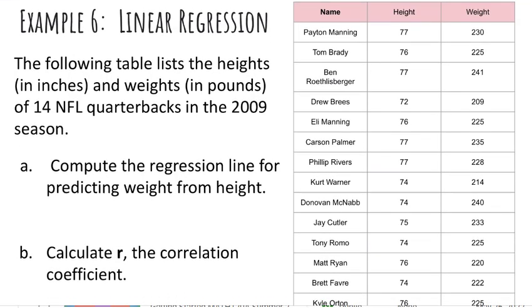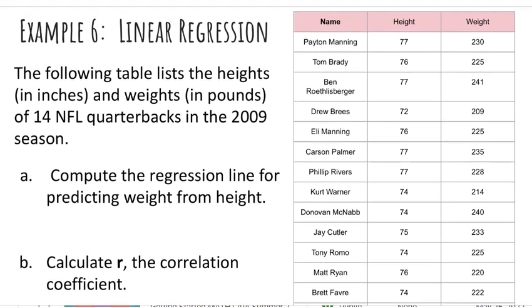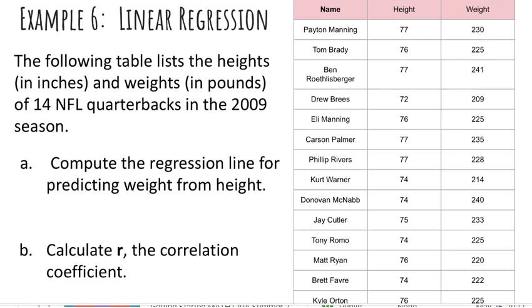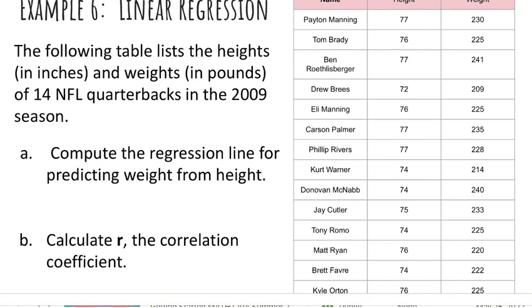All right, so let's look at example 6. Woo, we've got lots of numbers in here. It says compute the regression equation. The following table lists the heights in inches and weights in pounds of 14 NFL quarterbacks in 2009 season. So why don't you guys pause the video and then enter these data into DESMOS or in our Guru, whichever one you're using, and calculate the regression equation and R. And then when you come back, unpause the video and you can see if you're correct.